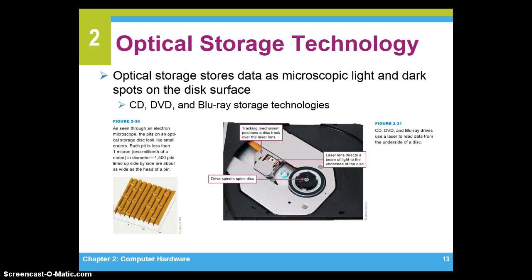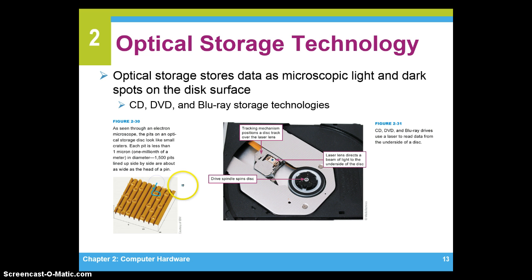Second type of storage, optical storage technology, and we're probably all familiar with these. We watch a lot of our movies on them until we started streaming. So compact discs, DVDs, Blu-rays, these are optical. So again, we represent zeros and ones, but not magnetically anymore. Now we use laser beams, and we use something called pits and lands.